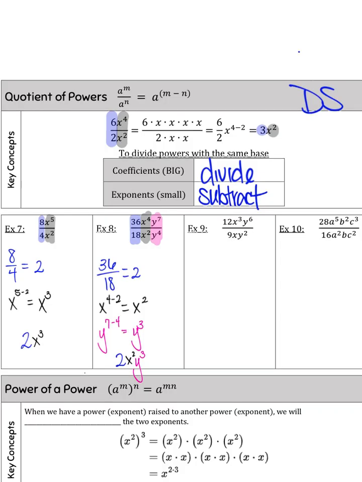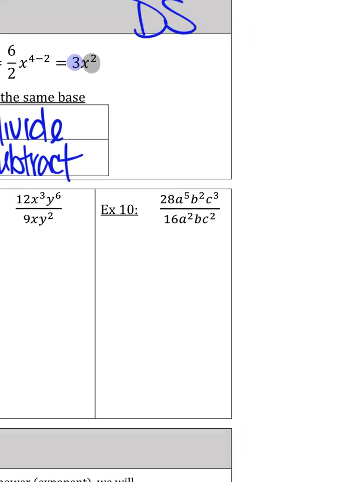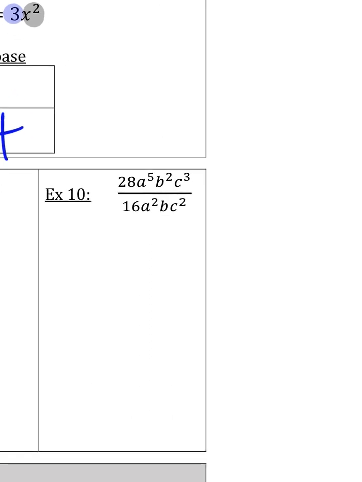All right, let's try one more of these. Let's go ahead and go over to example number 10. I'm going to highlight like I normally do. I have my coefficients, then I have my A values, then my B values, then my C values. So we know how to keep them together.